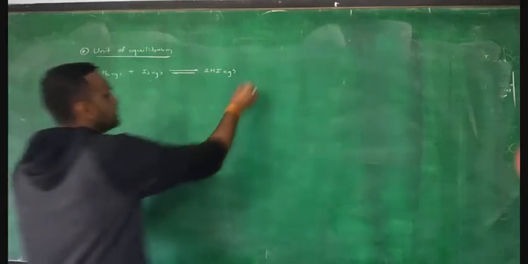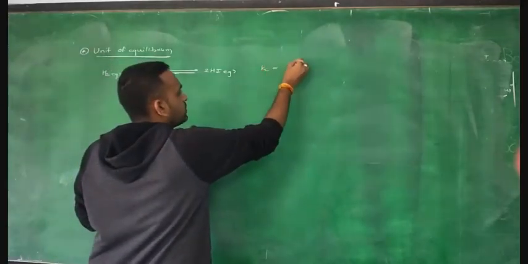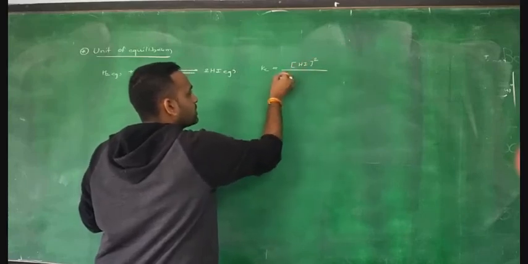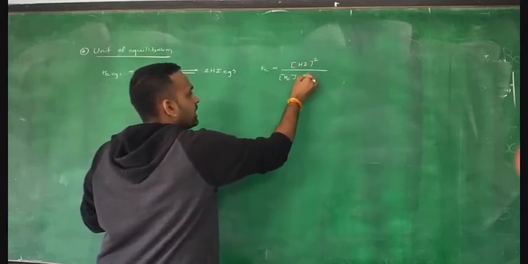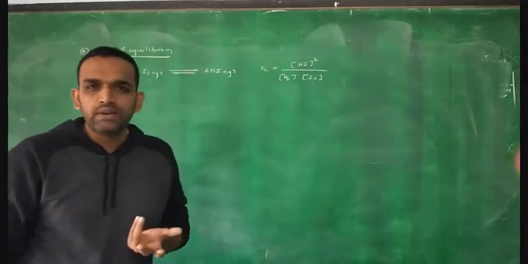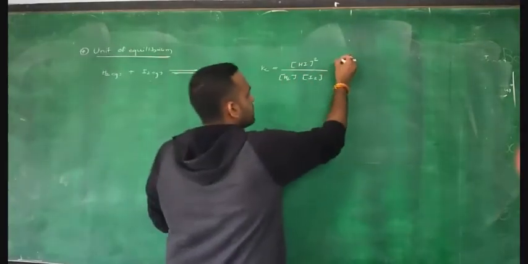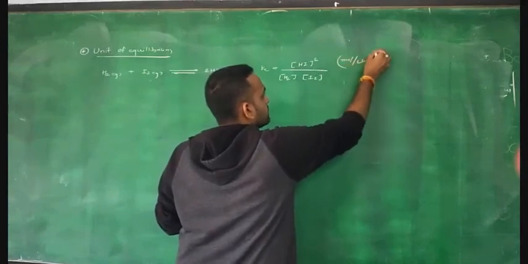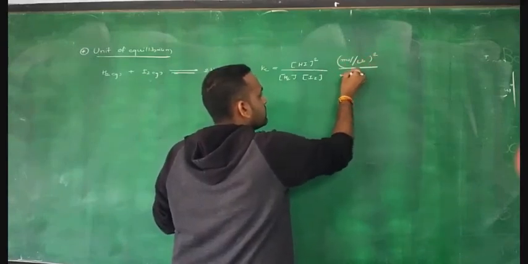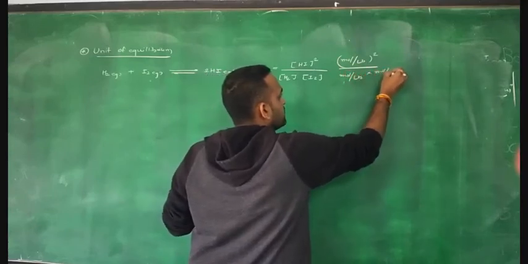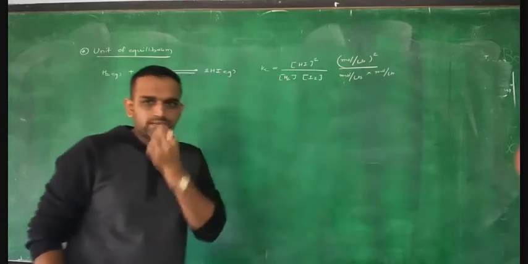Kc, as you all know, is the concentration of HI whole square upon the concentration of H2 and I2. What is the unit of concentration? It is mole per liter. So I can write here mole per liter whole square upon mole per liter multiplied by mole per liter. So there is no unit.